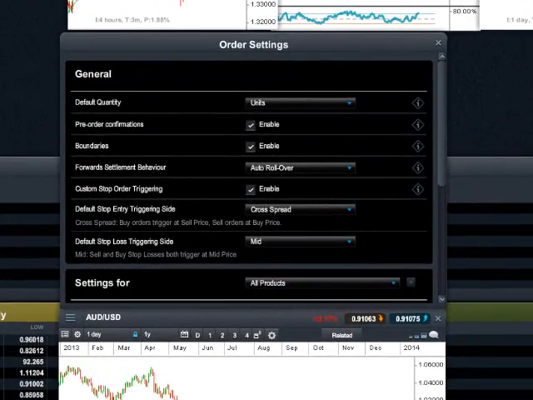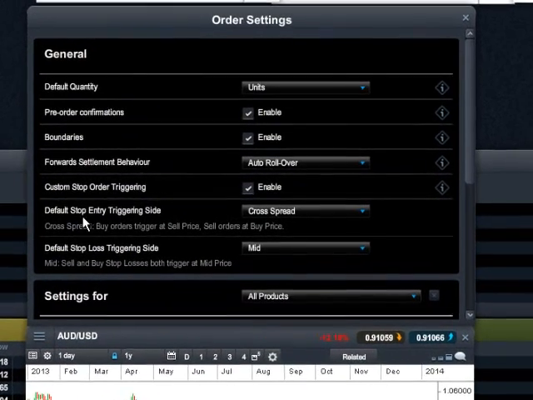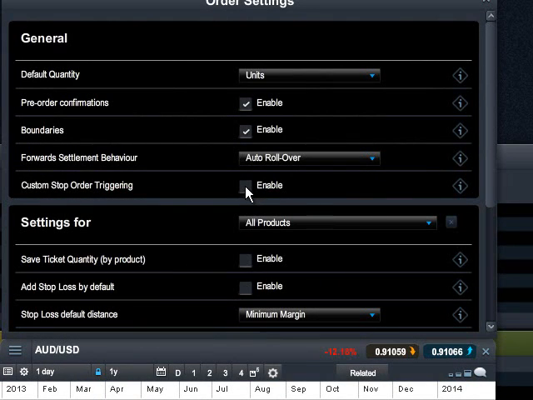Our next-gen platform gives you the flexibility to choose whether you want your stop triggered by the bid price, or the price at which you can sell, in this case for the Aussie, 0.91056, or do you want it triggered by the offer price, the price at which you buy, in this case 0.91067, or alternatively you can elect to have the stop triggered by the mid price between the bid and the offer. To do this, go to the order settings preferences and choose to enable custom stop order triggering.